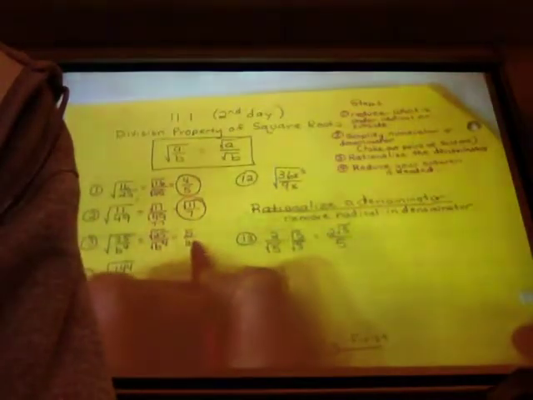Okay, Miriam, what would we do? Can we reduce 25 over b to the 4th? No. But if I break it up into two radicals, can I simplify it? I'm on step 2. I'm simplifying the numerator. Can I simplify the numerator? Yes. What would that be? And what would the denominator be? b squared.